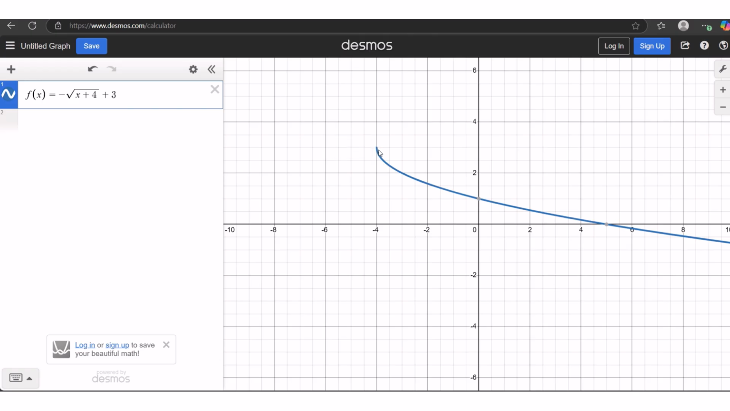There is an endpoint on that function up here at -4, 3. The endpoint, you can tell, is shaded, so that is included. That's important to note when you're looking for your domain and range.